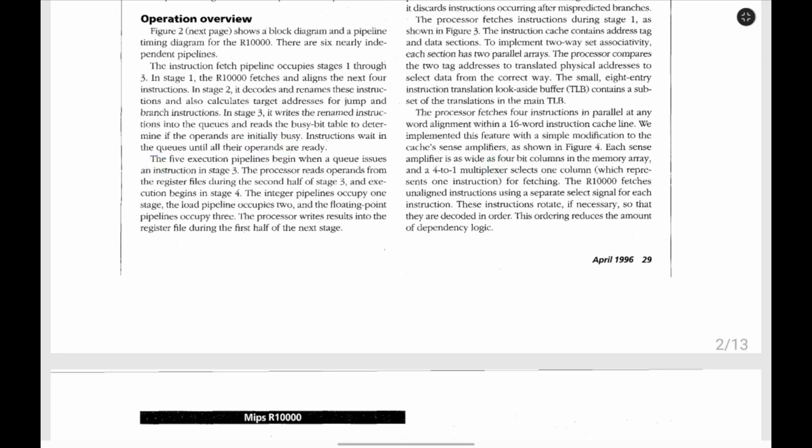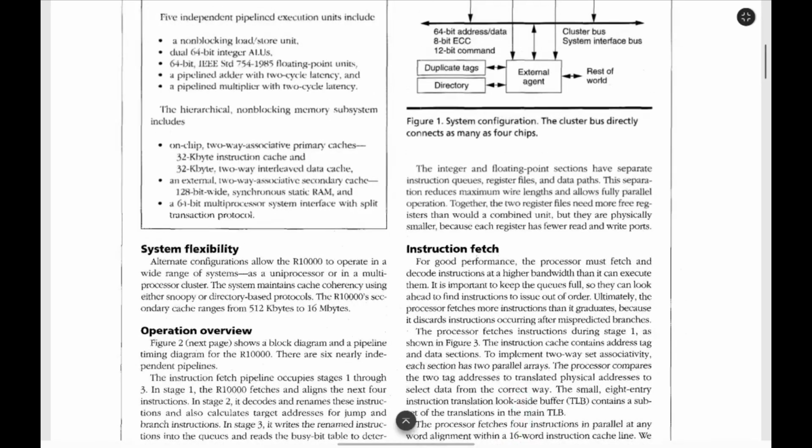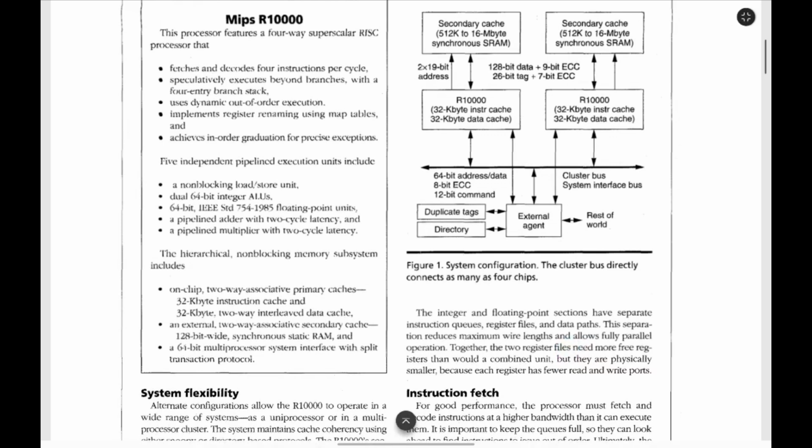The five execution pipelines begin when a queue issues an instruction in stage 3. The processor reads operands from the register files during the second half of stage 3, and execution begins at stage 4. The integer pipeline occupies one stage, the load pipeline occupies two, and the floating-point pipeline occupies three. The processor writes results into the register file during the first half of the next stage.